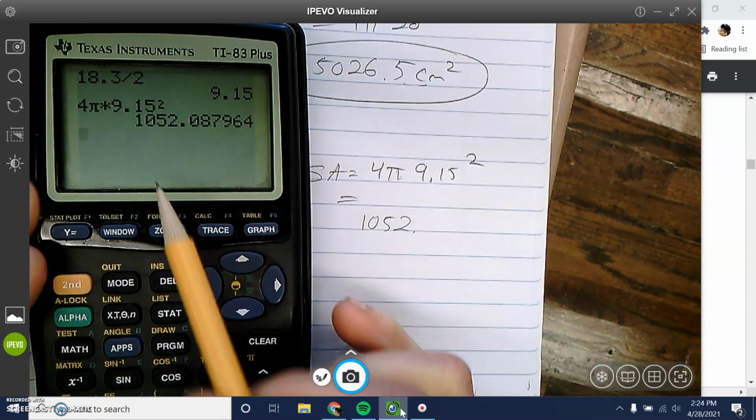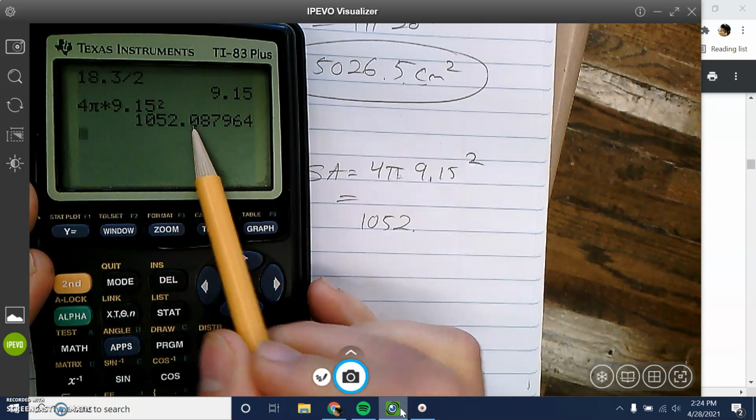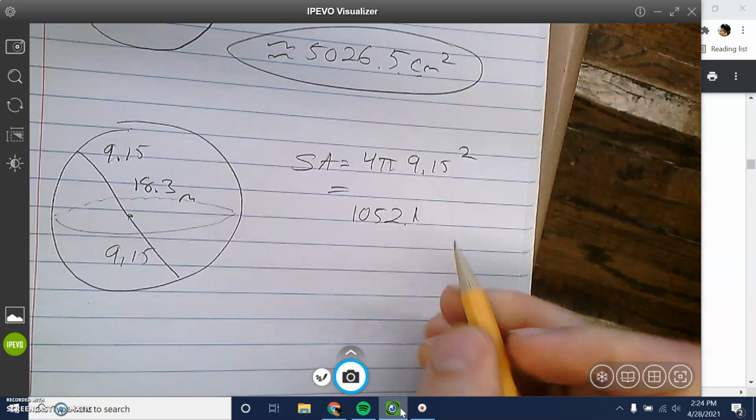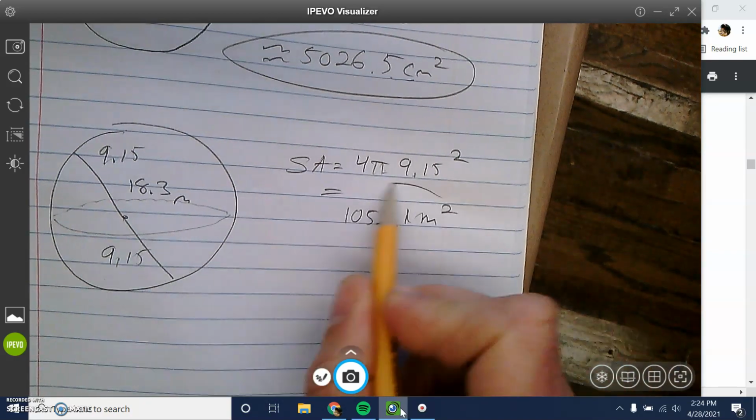1,052 point, oh, see that 8? That brings the 0 to a 1. There we go, meters squared. There we go.